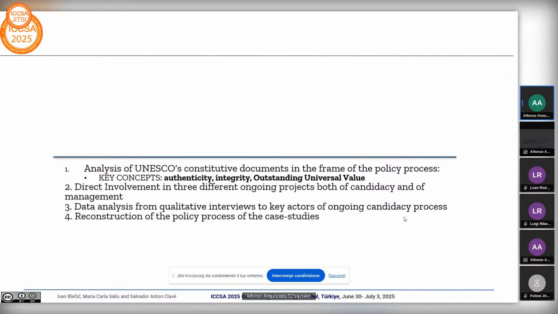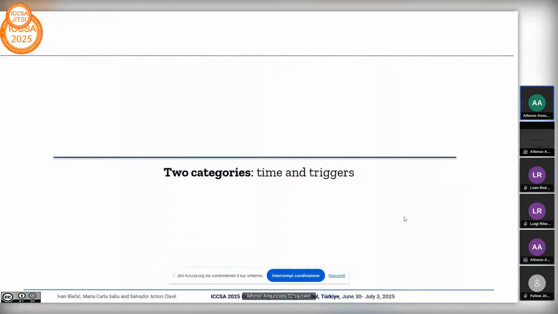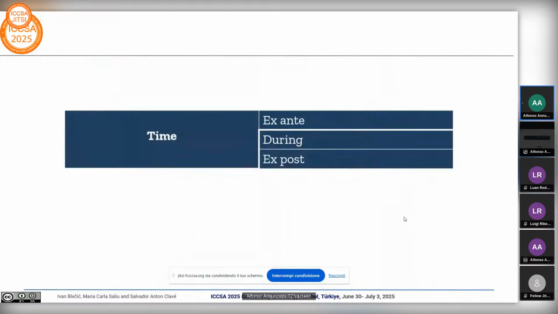Finally, we did a reconstruction of the policy process of the different case studies. And today I present to you one of these case studies, just a part of it. In doing these different steps, we identified some key elements divided into two categories. The first one is related to time. As we are talking about policy processes, we have an embedded time dimension in these processes.